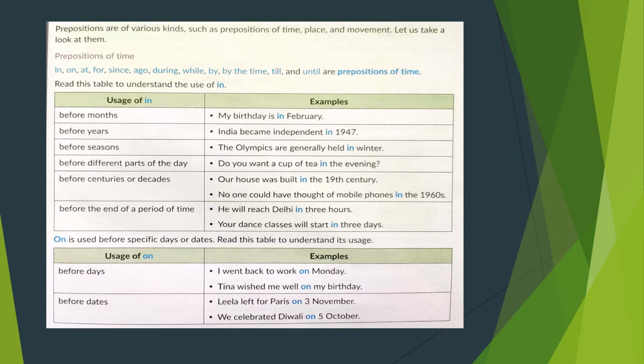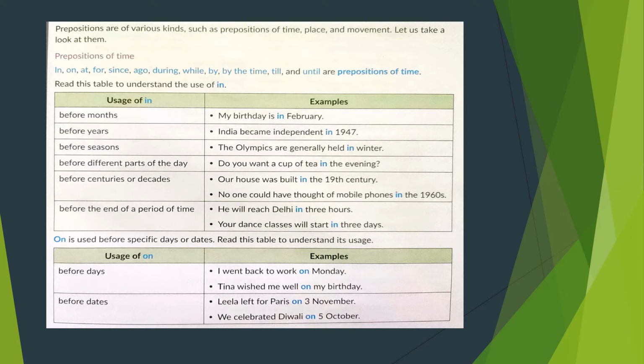Now, in our last video, we already discussed there are different types of prepositions: prepositions of time, place, and movement. Now, let us have a look at them. Here are some examples of prepositions of time and their usage: in, on, at, for, since, ago, during, while, by the time, till, and until. These are the different prepositions of time. Look at the table given here.